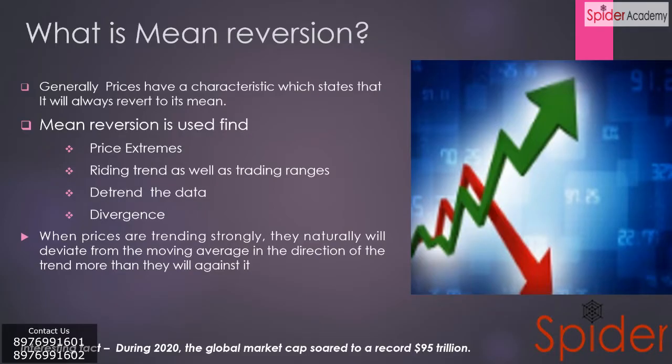Now the other thing, when the prices are trending strongly in a certain direction, they naturally will deviate from the moving average in the direction of the trend more than they will against it. Now what does it mean? कि अगर सपोज कोई अप ट्रेंड शुरू हो रहा है तो जो प्राइसेस जो है वो ऑफ कोर्स ऊपर की तरफ ज्यादा डिविएट करेंगे. अभी डिविएट का मतलब क्या है वो मैं आपको चार्ट पे बताता हूँ.